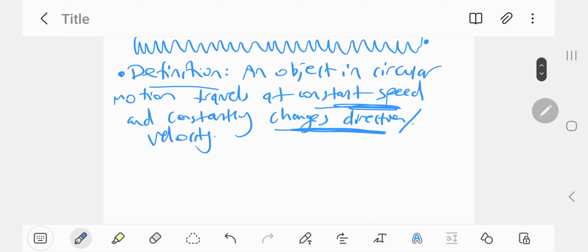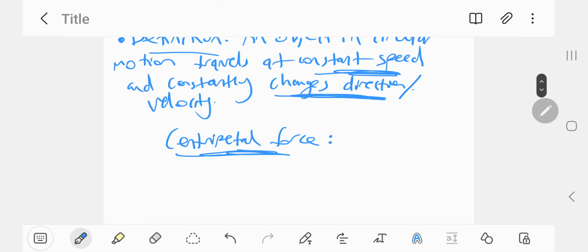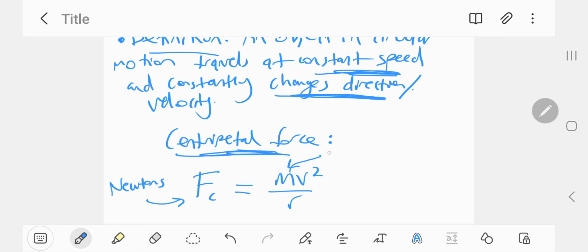Now, the force which keeps an object in circular motion is called the centripetal force. And the formula to calculate centripetal force is quite straightforward, mathematically. It's simply given by F sub C, typically by convention, is equal to mv squared over r, where F sub C is the centripetal force with units of newtons, because it's force. m is the mass of the object in kg.